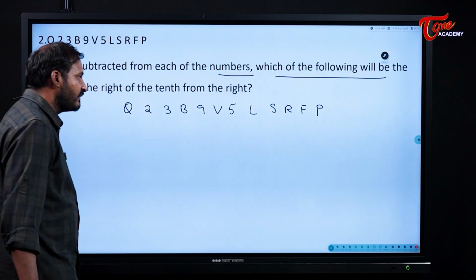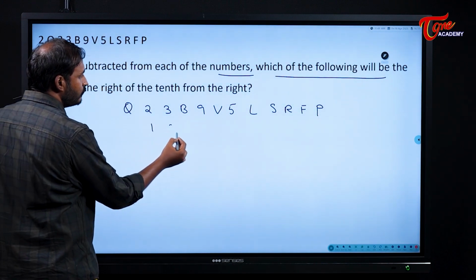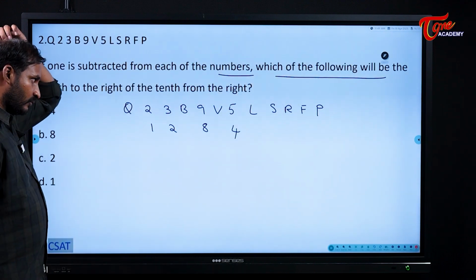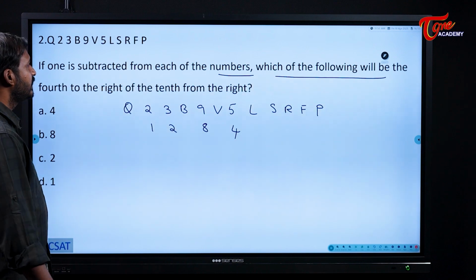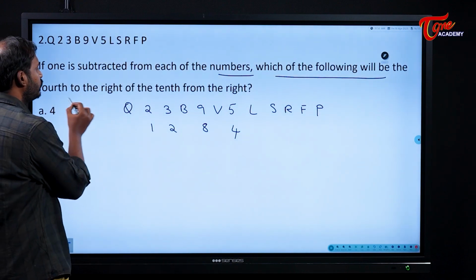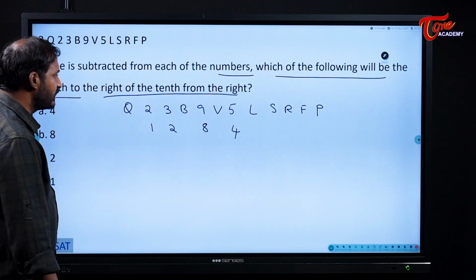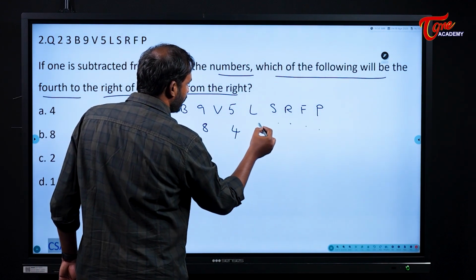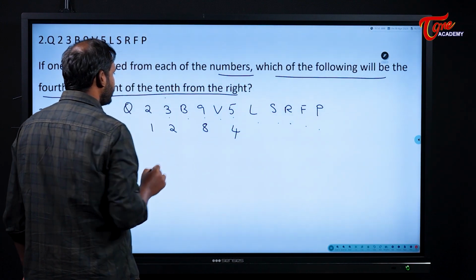If I subtract 1 from the given numbers, what will I get? Please see here: 1, 2, 8 and 4. All the remaining numbers and letters remain the same. Now, which of the following will be 4th to the right of the 10th from the right? First of all, I need to find the 10th from the right: 1, 2, 3, 4, 5, 6, 7, 8, 9 and 10. This is the 10th from the right.